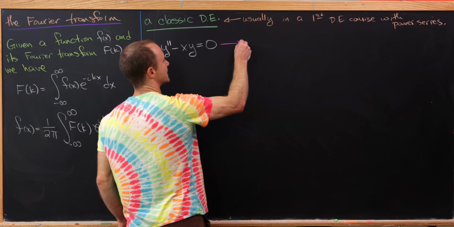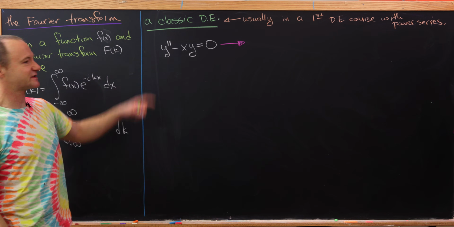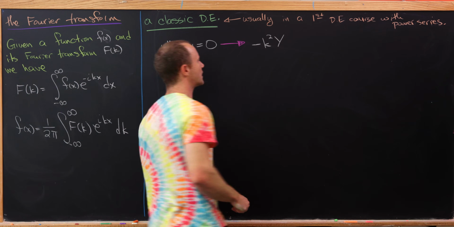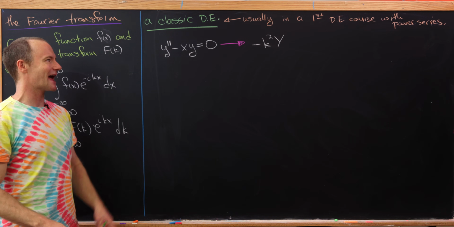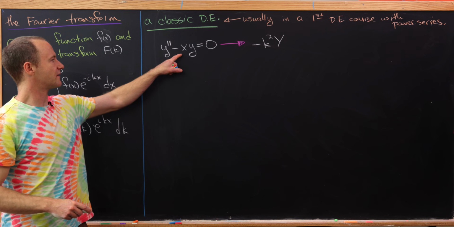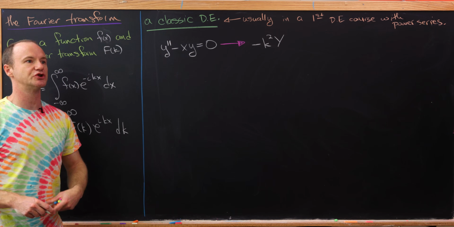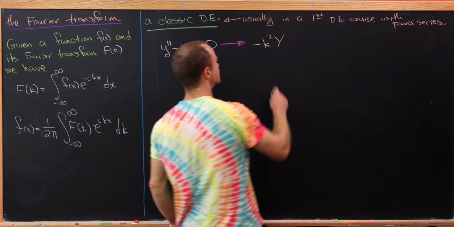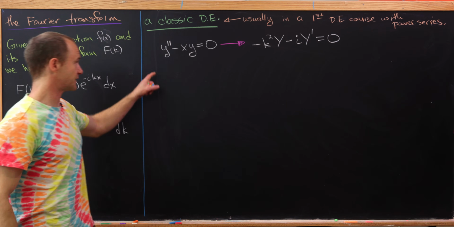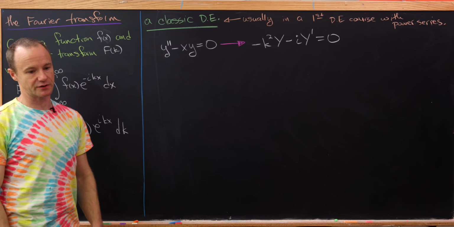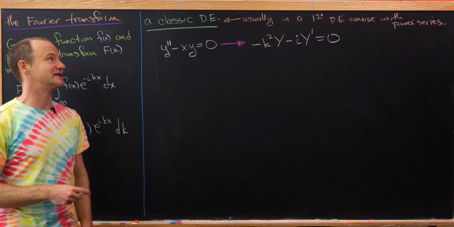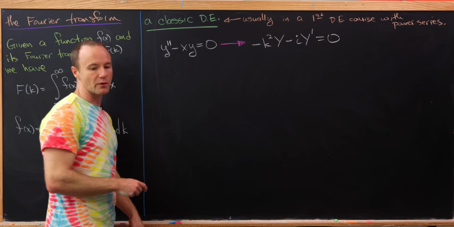So let's apply the Fourier transform and see what we get. So this y double prime will turn into minus k squared times what I'll call capital Y. So we'll take capital Y here to be the Fourier transform of lowercase y. And then, well, this x times y, we saw that that went to i times the derivative. So here we get minus i times the derivative of the Fourier transform. So that turned this second order differential equation into a first order differential equation. Furthermore, this differential equation that we have now is separable. So let's see what we can do with that.